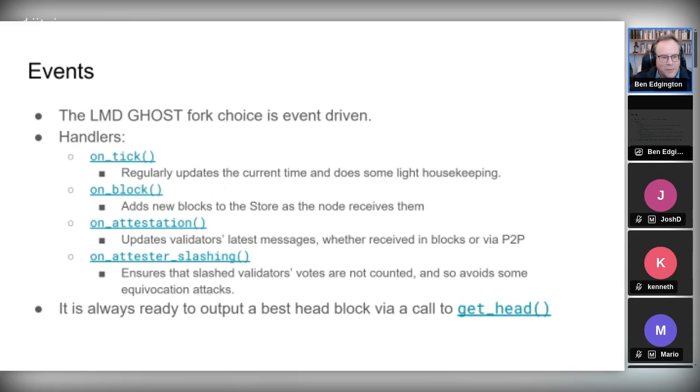Let me just pause as promised for any questions. We will be looking at LMD GHOST next, and then Casper FFG. Anyone want me to clarify anything there? Yeah, we get some hands up.